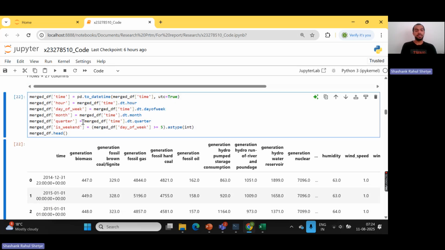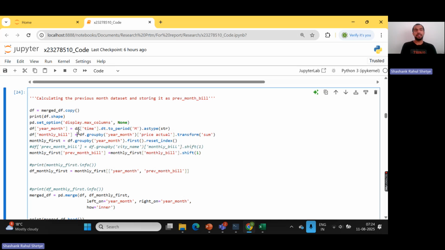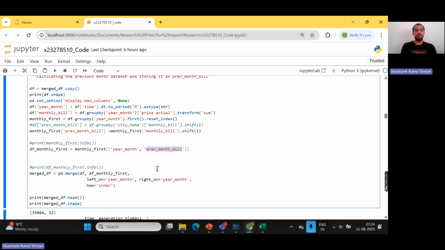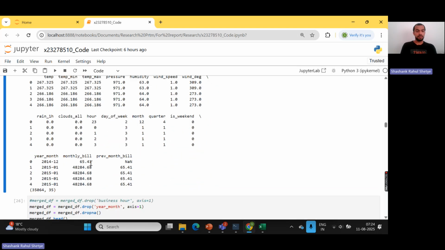Then I performed the feature engineering, like calculating the hour, the day of the week, the month, and whether it is a weekend or not, to find the seasonal change in the energy price. Then I also tried to include the economic factor in the data set, by calculating the monthly bill, the current month bill and the previous month bill during that period. I'll show you. Yeah, this was the current month bill during that period, and this was the previous month bill.